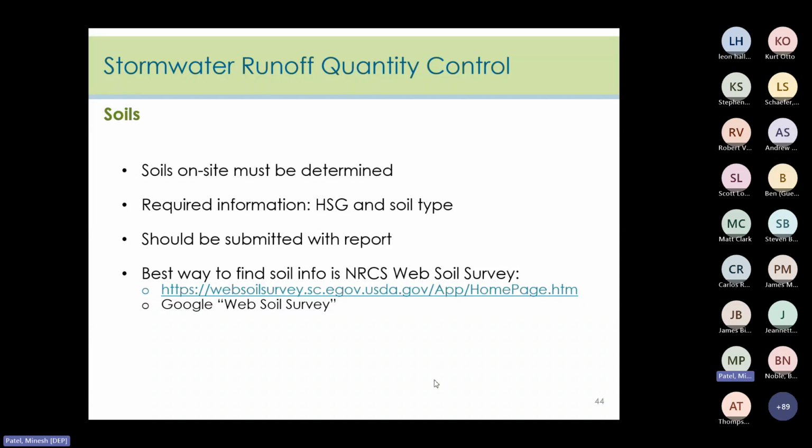Lisa has gone through how to determine soils, but just to reiterate, it is important to make an accurate determination of the soil types on site. The type of soil greatly affects the functionality of the BMP. Again, the reviewer can find soil info at the NRCS Web Soil Survey webpage, and that link is provided right here.